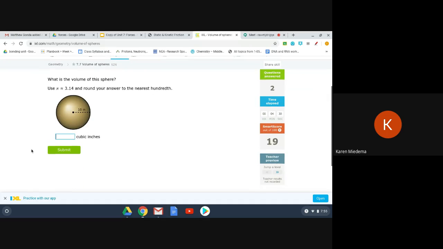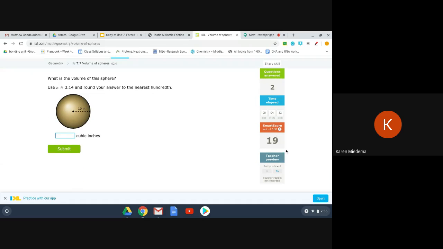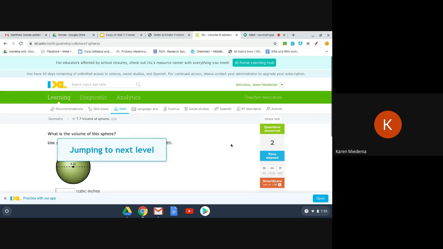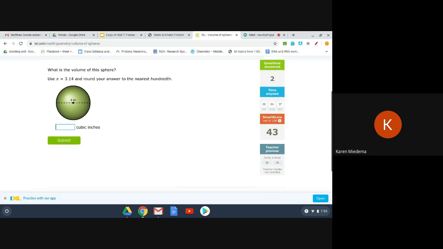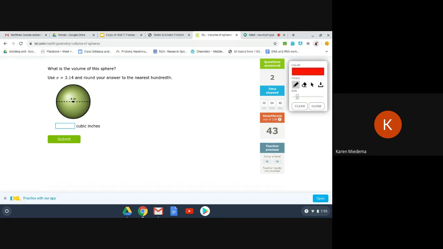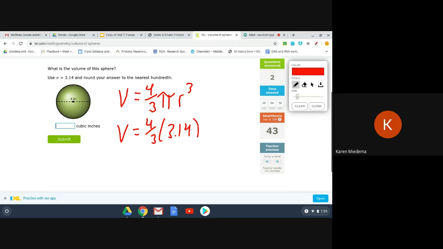All right, I'm going to go ahead and jump a level because this is the same type of problem over and over. Okay, I'm going to do this problem with you only because it doesn't give you the radius. Volume equals 4/3 pi r cubed. 4/3 times 3.14. Now the thing that you do have to be careful about here is that they actually didn't tell you what the radius is.